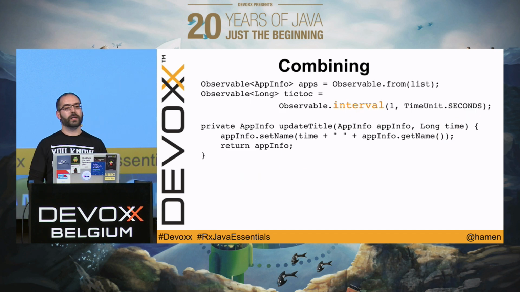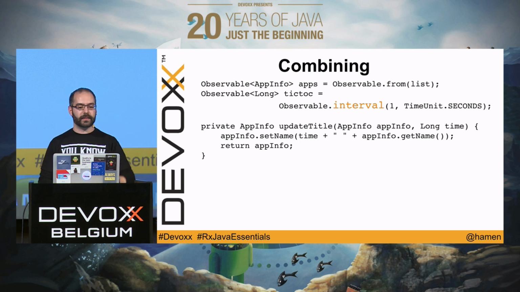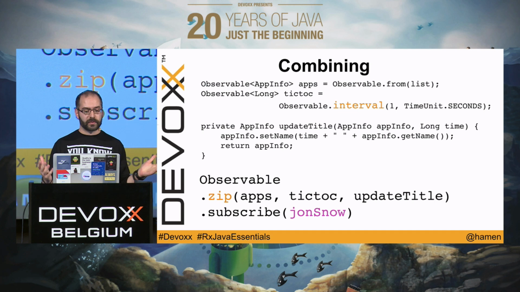What if we are going to work with two different observables? We have our list, and we have a new observable that we create with an interval operator that is just emitting a long every second. We have a function, update title, that is basically changing the number and the app info object, the title, actually. How do we merge all together? We use zip. Zip takes a certain amount of observables, up to 10, and a function to manipulate the objects.